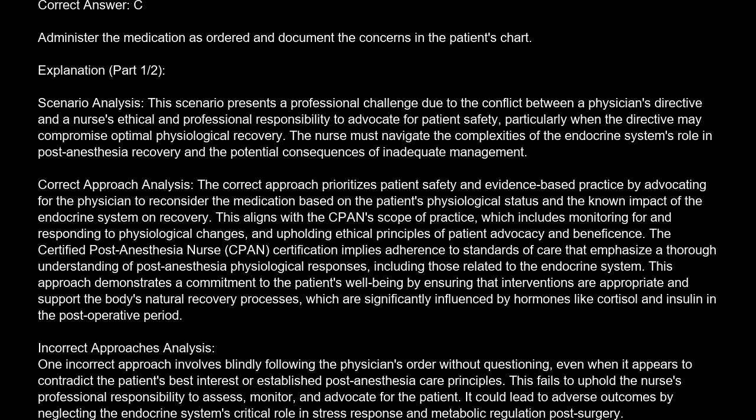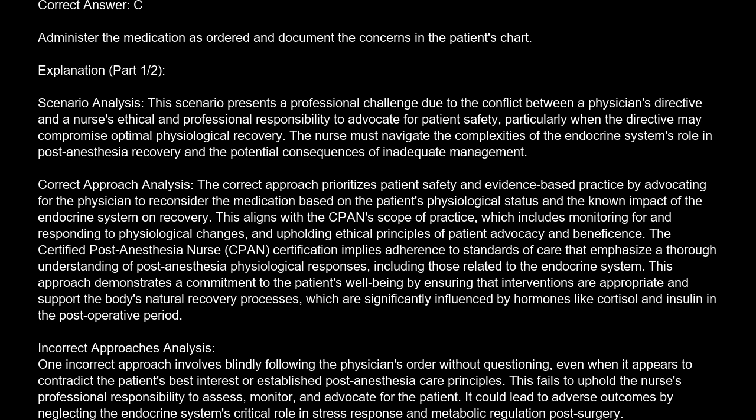Explanation. Scenario analysis. This scenario presents a professional challenge due to the conflict between a physician's directive and a nurse's ethical and professional responsibility to advocate for patient safety, particularly when the directive may compromise optimal physiological recovery. The nurse must navigate the complexities of the endocrine system's role in post-anesthesia recovery and the potential consequences of inadequate management. Correct approach analysis. The correct approach prioritizes patient safety and evidence-based practice by advocating for the physician to reconsider the medication based on the patient's physiological status and the known impact of the endocrine system on recovery.